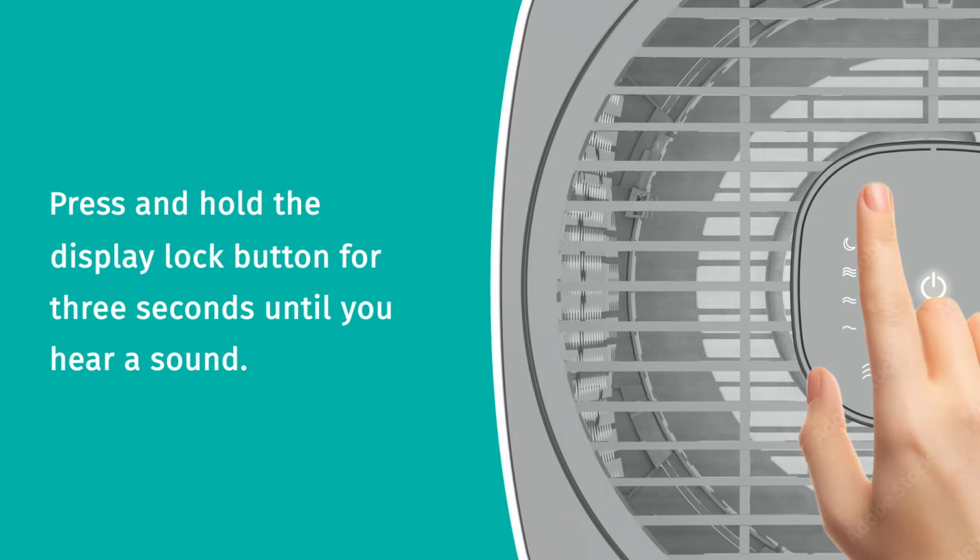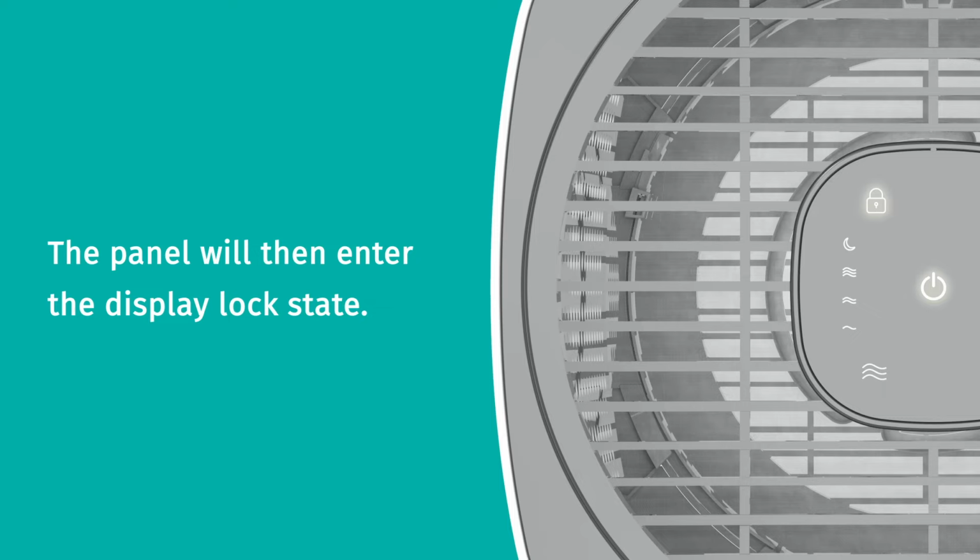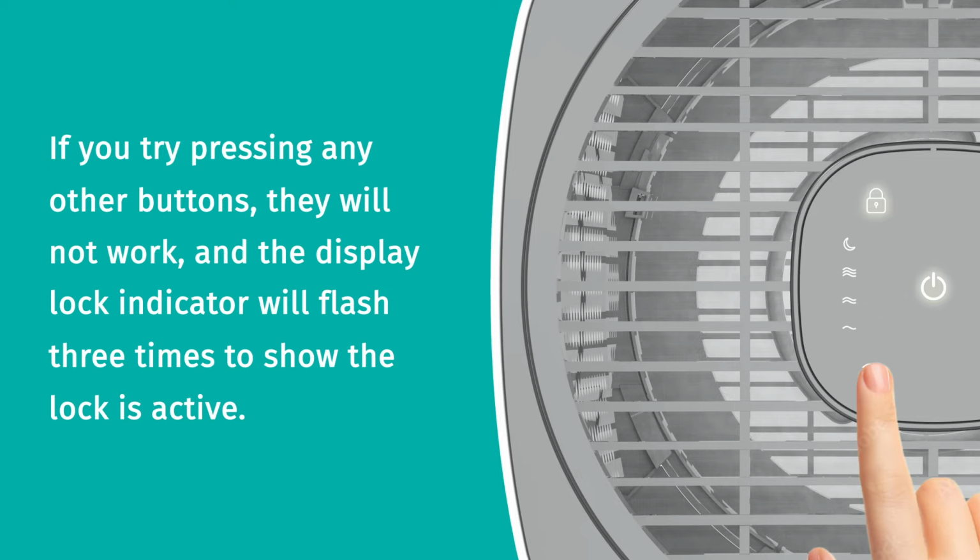To prevent accidental setting changes, press and hold the display lock button for 3 seconds until you hear a sound. The panel will then enter the display lock state. If you try pressing any other buttons, they will not work, and the display lock indicator will flash 3 times to show the lock is active.